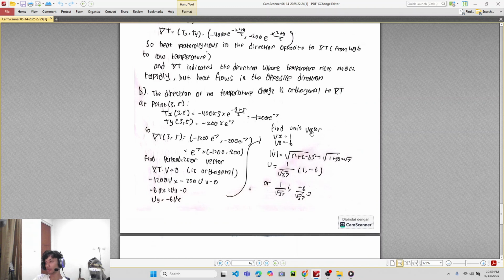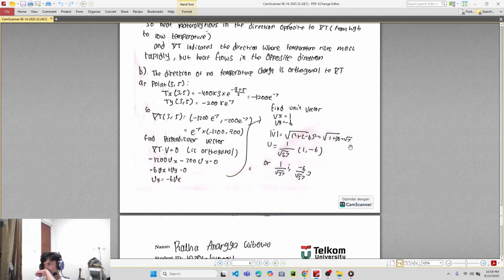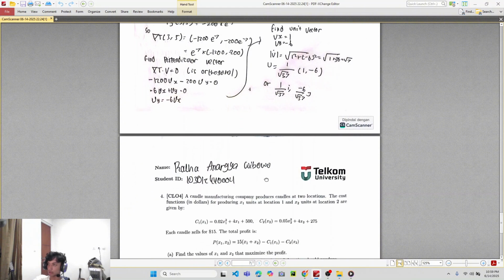So we need to find the unit vector. We already found vx and vy. The norm of v is the square root of 1 squared plus negative 6 squared, which is the square root of 1 plus 36, the square root of 37. So the unit vector is 1 over root 37 times (1, negative 6), that is 1 over root 37 i and minus 6 over root 37 j.